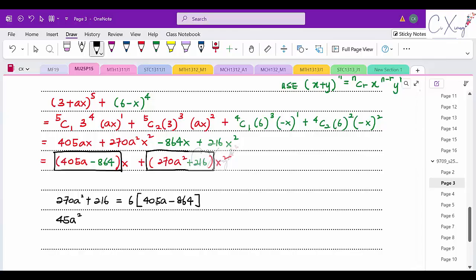Alright, so I try to simplify. The next step by right, I should have this one plus 36. I divide the 6 on the left hand side, so that the 6 here, I move it to the left. Then I'm having 405a minus 864. Continue further to simplify them.